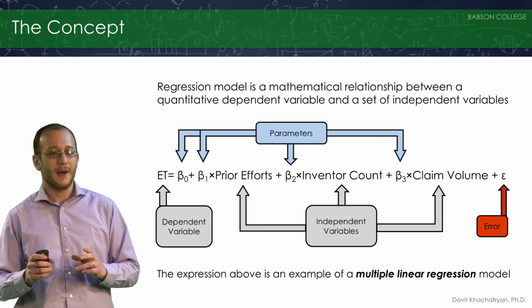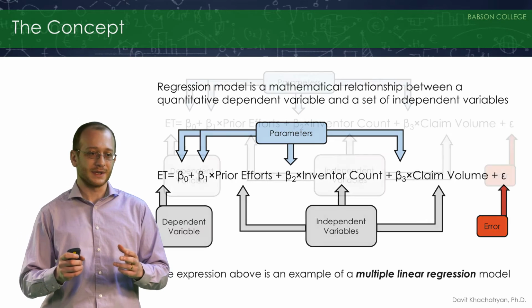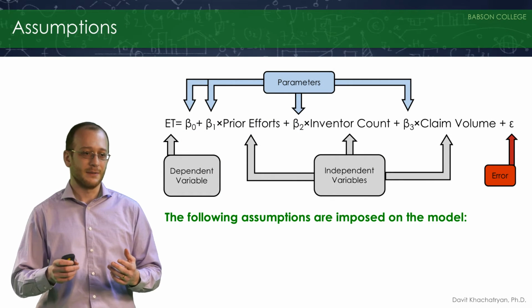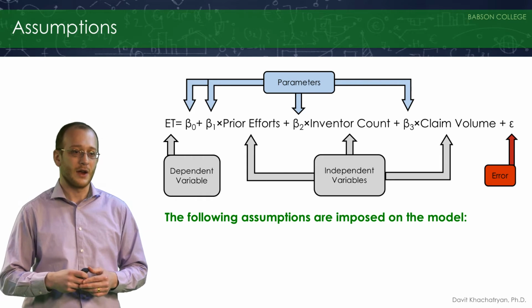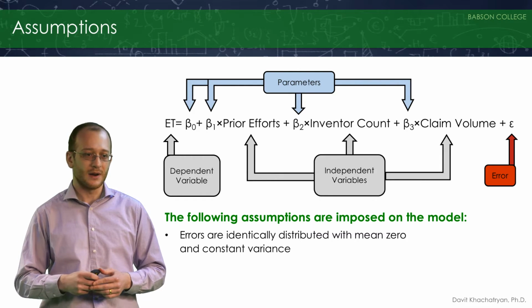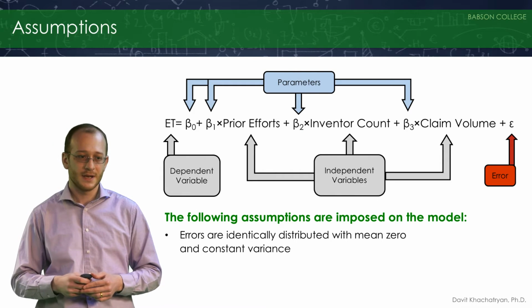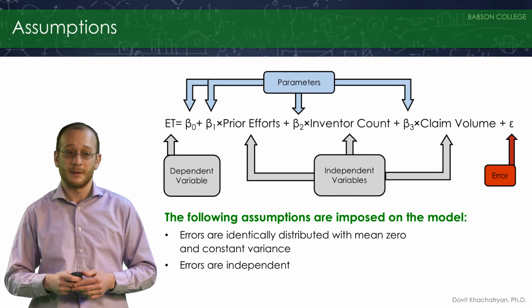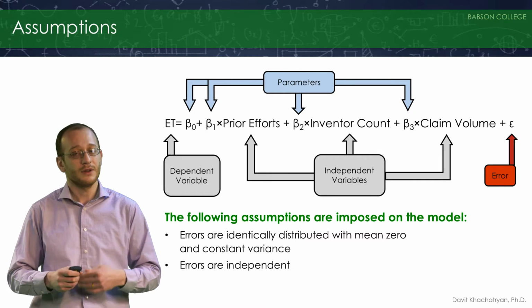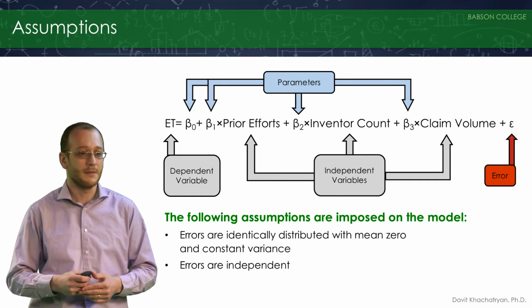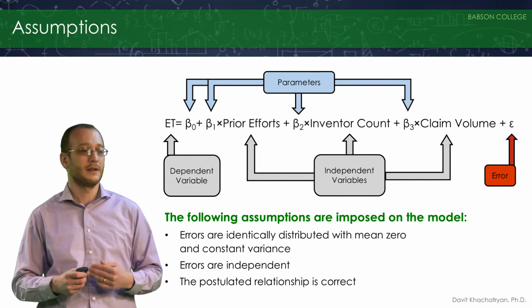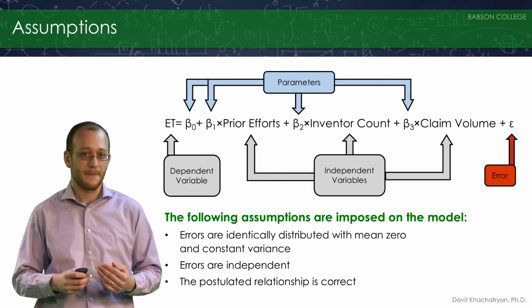It's important to remember that certain assumptions are stipulated on the error term. Errors are assumed to be identically distributed with mean zero and constant variance. Errors are assumed to be independent. And in addition to these assumptions on the error term, it's also assumed that the postulated relationship is correct.